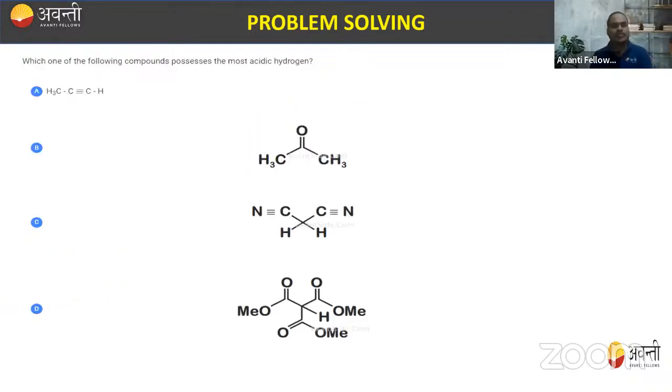The next one is, which one of the following compounds possesses the most acidic hydrogen? Out of these four options, you have to identify which of the following possesses the most acidic hydrogen. ठीक है? Most acidic hydrogen आप लोगों को identify करना है इसमें से। Any guesses?